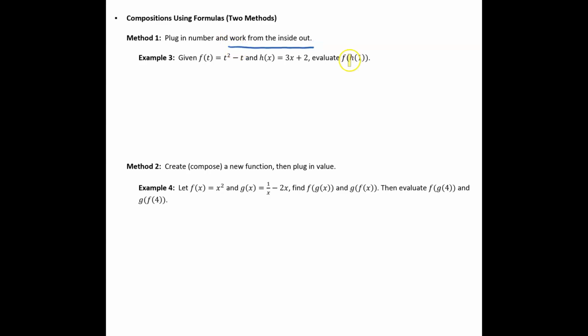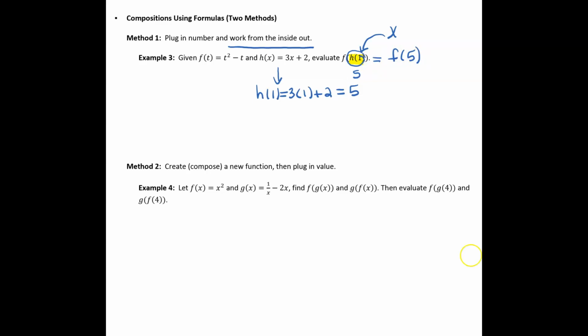So I'm first going to start with h of 1. And you can see that they have replaced x with 1. So I'm just going to pull this down. Instead of x, I'm going to put a 1 here. So it gives me 3 times 1 plus 2. 3 times 1 is 3, plus 2 gives me 5. And so now, instead of h of 1, I'm going to put a 5 here. So this would be equal to now f of 5.